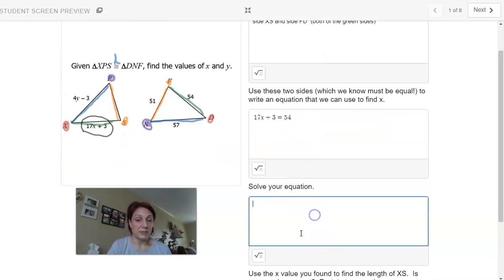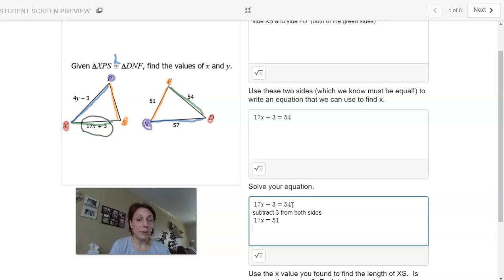So the next problem says solve your equation. Okay, well, don't mind if I do. I'm going to start with 17x plus 3 equals 54, and let's do some DCMCS, shall we? I'm going to subtract 3 from both sides. I have a plus 3 right here. I want to subtract it from both sides and get rid of it. When I do that, the 3 on this side will disappear. Plus 3 minus 3. Over here, I'm going to have 54 minus 3, which leaves me with 51.